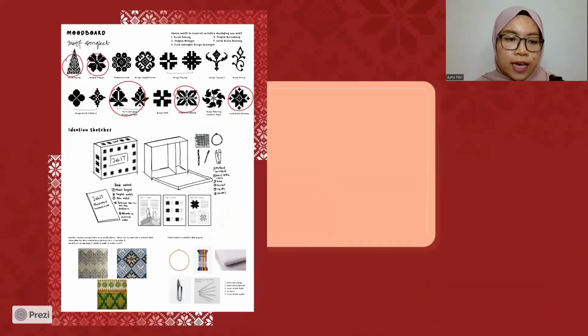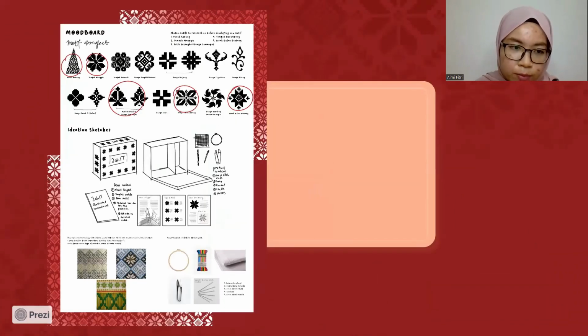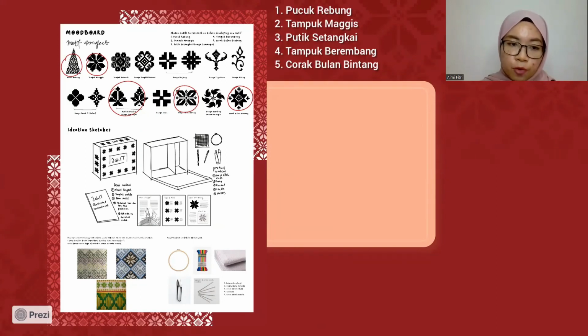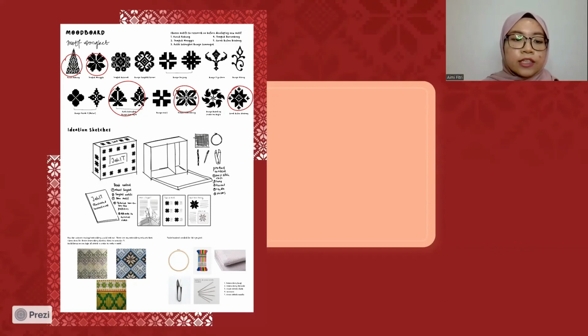For the idea concept, as we can see here on the mood board, there are a lot of Songket motifs. However, in this case study, we will be focusing on 5 motifs: pucuk rebung, tampuk manggis, putik setangkai, tampuk perembang, and corak bulan bintang. As the novelty of the case study itself, I will develop a new motif that consists of Malaysian identity to promote the knowledge of Songket motifs.